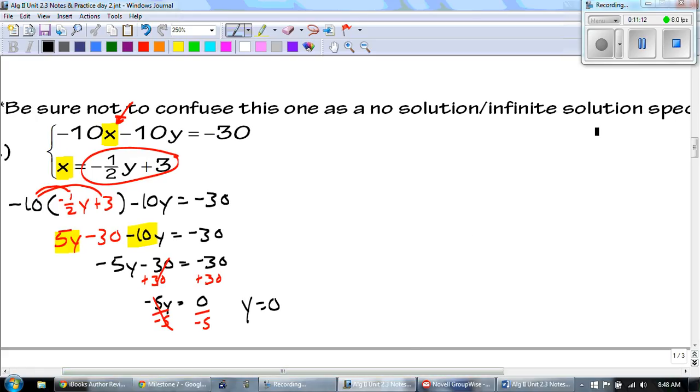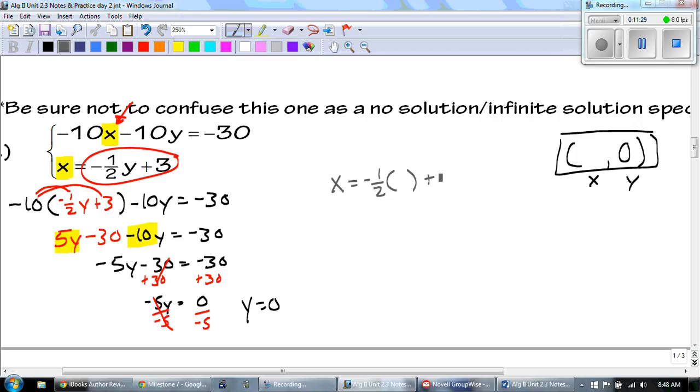So when I get that y equals 0, I'm getting a point. And that is the point of intersection. So I know the y. So now I got to plug back in and find the x. So we said that y equals 0. Negative 1/2 times 0 is 0. So then we get the point 3, 0. Okay?